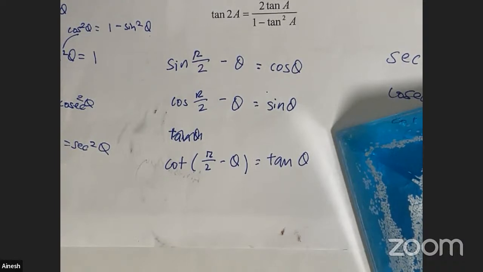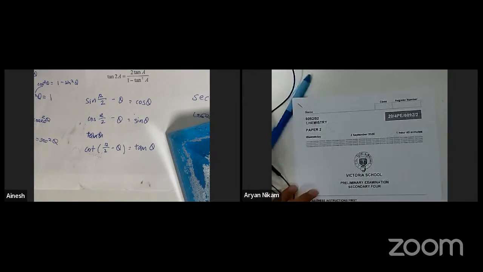Tangent theta would be side 1 by side 2. Okay, agreed. Now, the other one, tangent 90 minus theta.